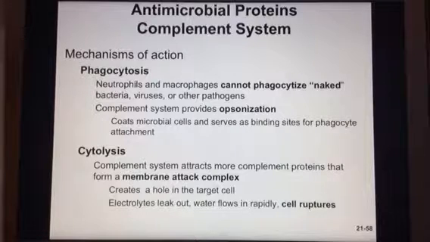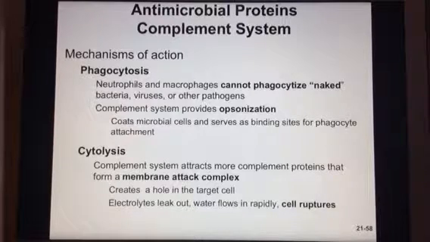The third type or mechanism is phagocytosis. The neutrophils and macrophages can't use phagocytosis on naked bacteria, viruses, or pathogens, so they cannot identify those cells if they are not able to identify them.